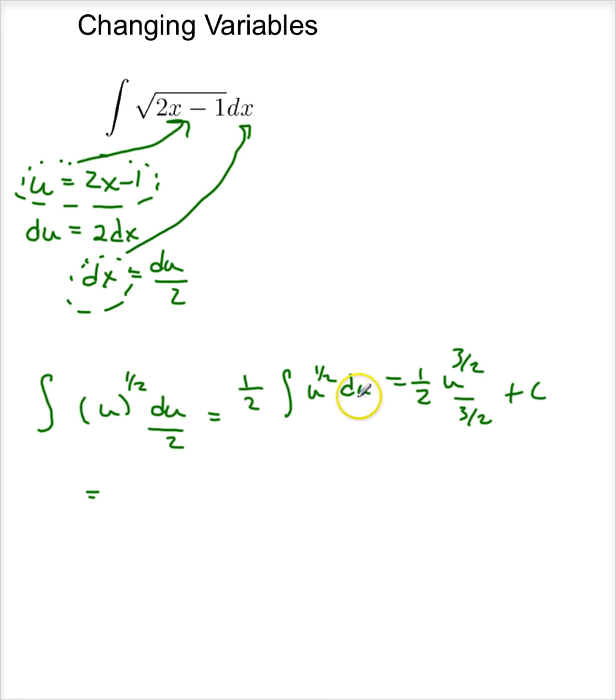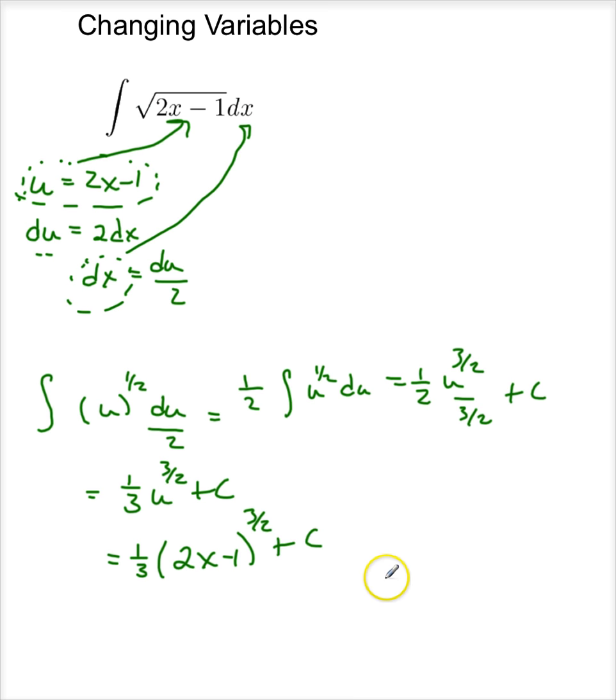I'm going to simplify this before I move any further. This becomes 1/3 u to the 3/2 plus c. Now, I need to change this all back to x. So I'm going to take u again, and everywhere I have a u down here, I'm going to replace it with 2x minus 1. So my integral becomes 1/3 times 2x minus 1 to the 3/2 plus c.